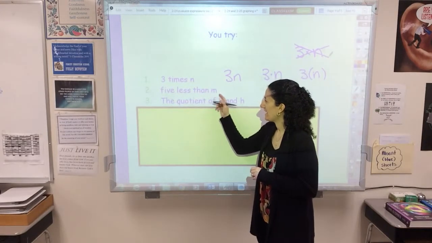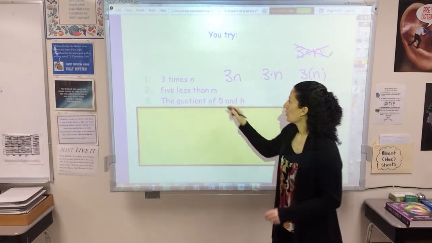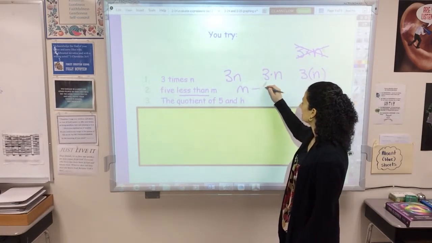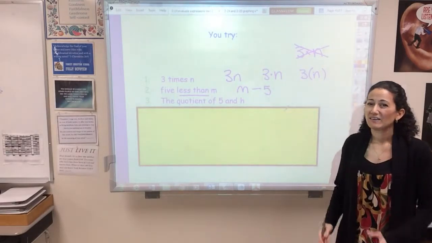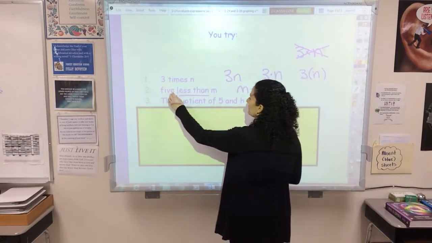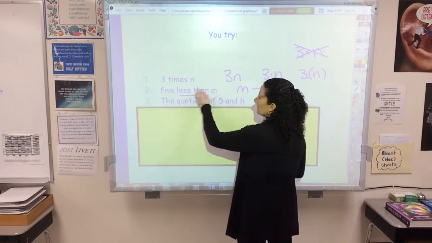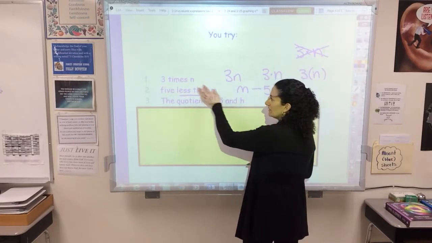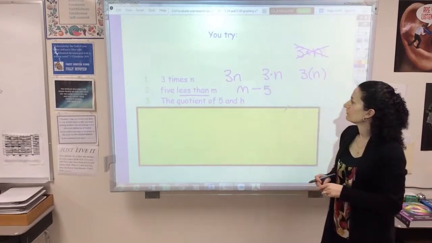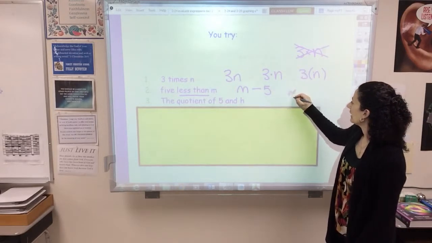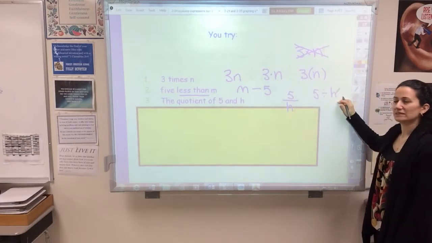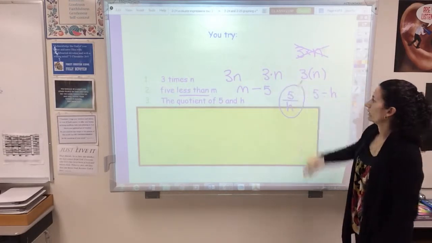What about number 2? 5 less than m. Did you remember? When you see less than, everything gets switched around. This is m minus 5. Did you get it right? If you wrote 5 minus m, you need to turn it around. Less than means 5 is being subtracted from m. 5 less than m. 5 subtracted from m. Everything turns around. And the last one, the quotient of 5 and h, is written like this. 5 over h. Now, if you wrote 5 divided by h, I would accept that. This is a better algebraic way to write it.